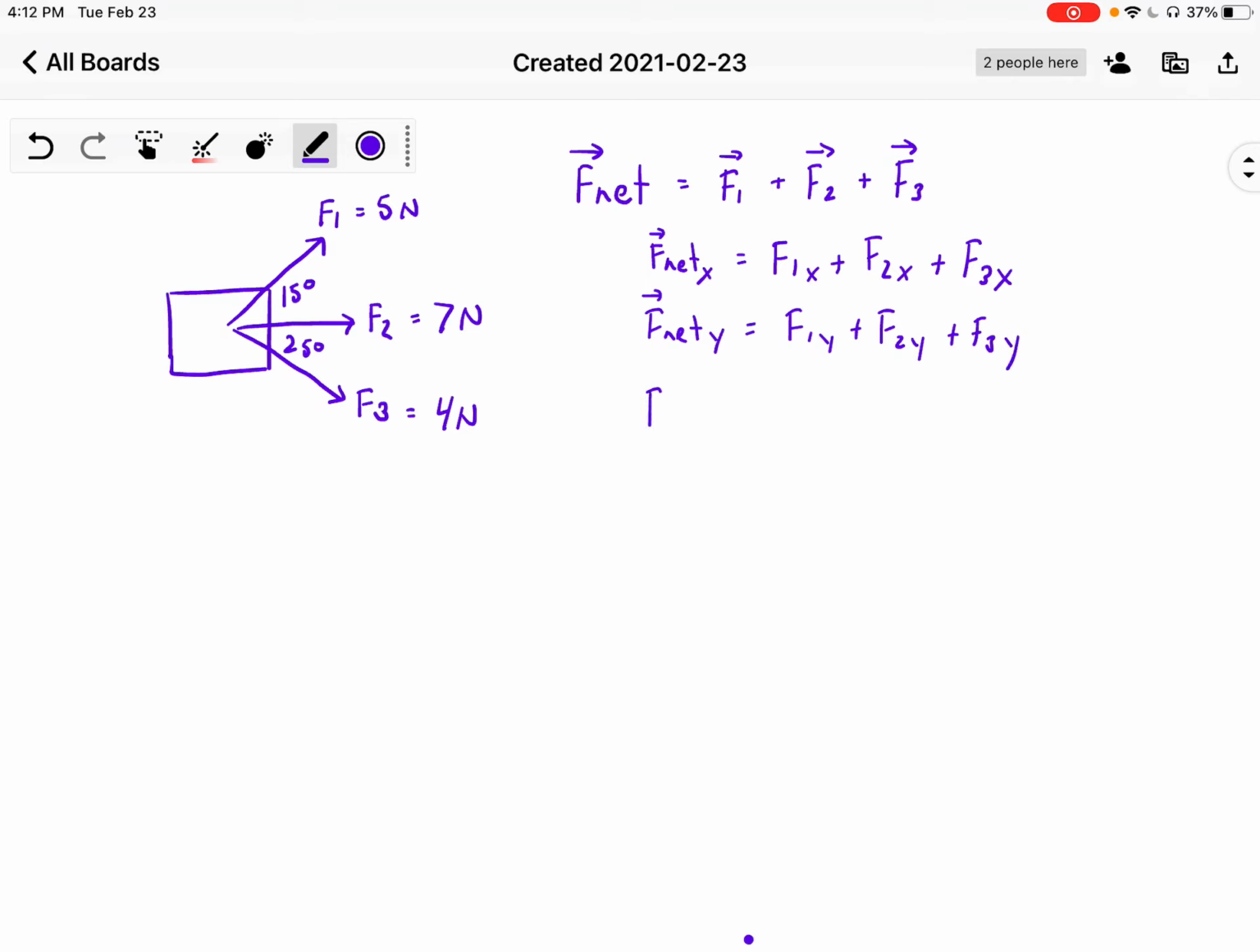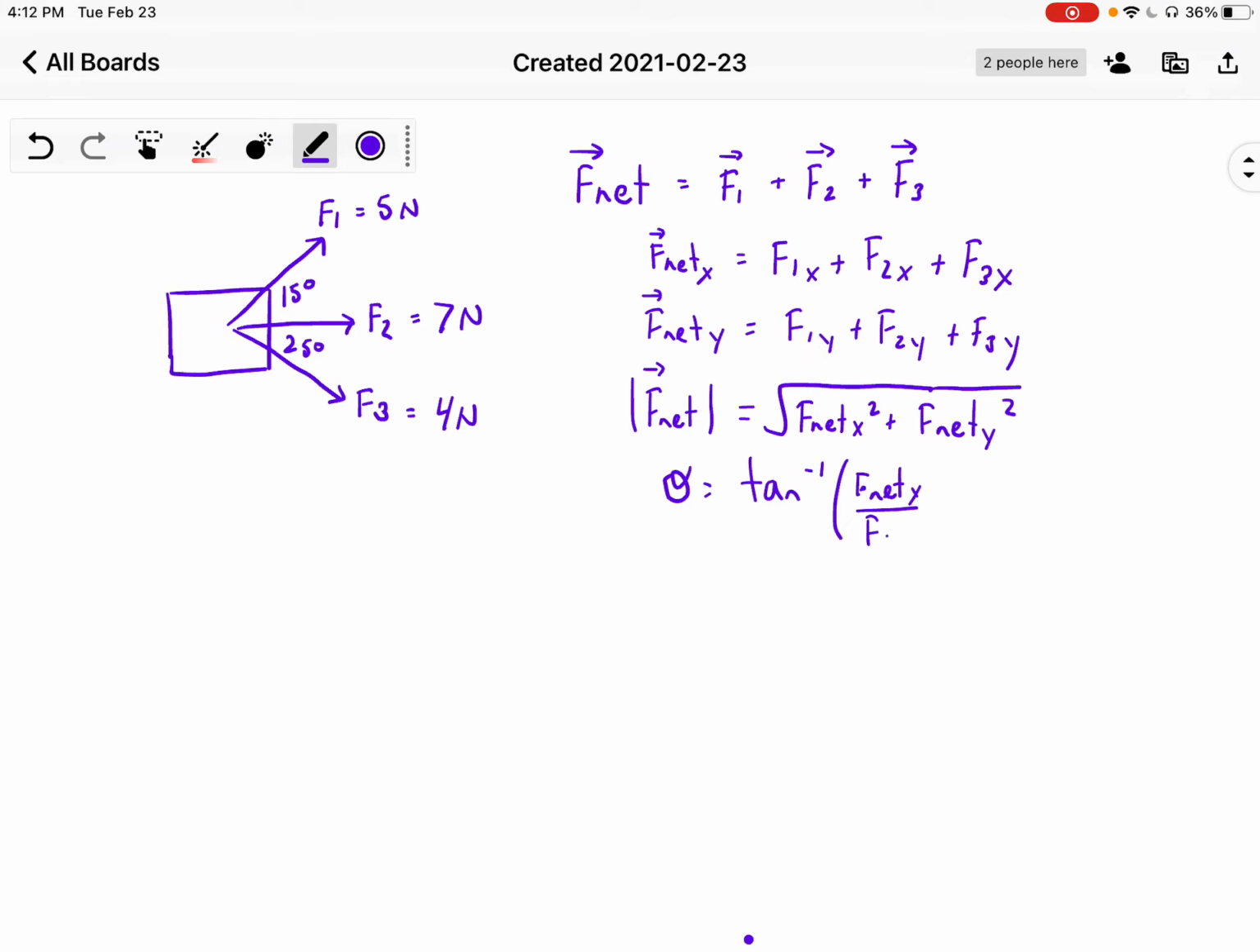then the total F net has a magnitude equal to the square root of the x component squared plus the y component squared. And the angle is inverse tan of the y component over the x component.